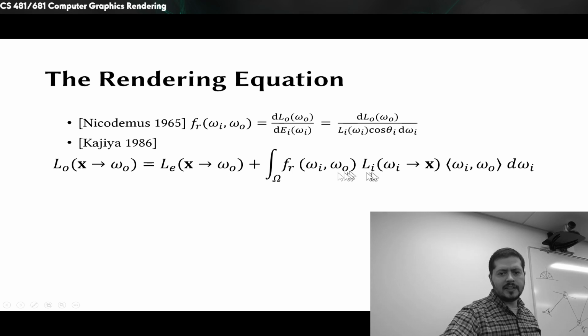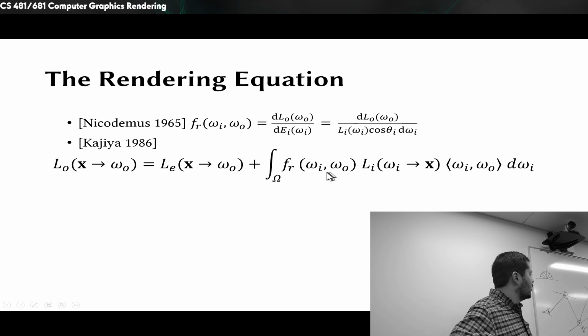Then finally we have the BRDF, and this is the function that relates the incoming light to the outgoing light. And that's the one that's kind of complicated. That one's not so easily done. It depends on what it is.